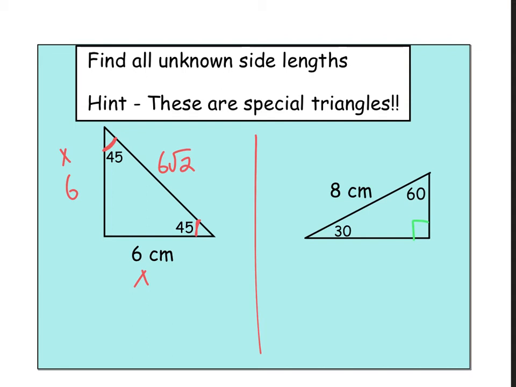All right, so example 2, 30, 60, 90. We have the hypotenuse is 8. We don't know either of the other two. So again, Pythagorean theorem is not going to work. It's not going to help. We only know one side.